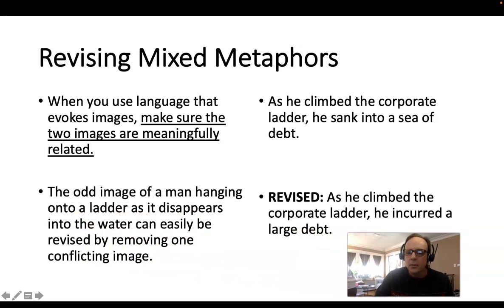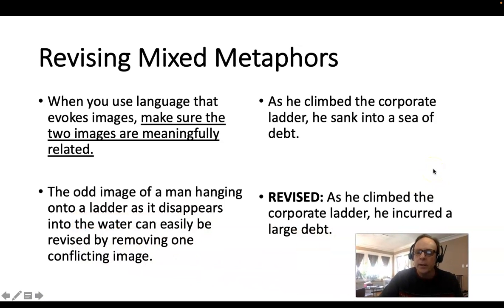Another one that can come up really often is what's called a mixed metaphor. And you might remember, or you might know, that a metaphor is when one thing stands in for something else. Love is a rose, right? Love is not literally a rose, but metaphorically, it seems similar, right? In some ways, maybe. So metaphors that get mixed can be very confusing. When you use language that evokes images, which is what metaphors do, make sure the two images are meaningfully related. So you don't want to mix two different metaphors.